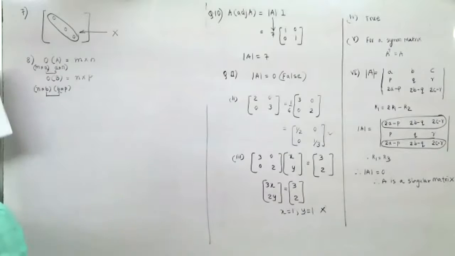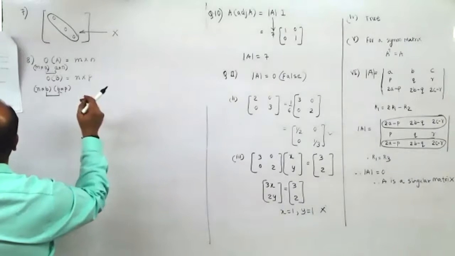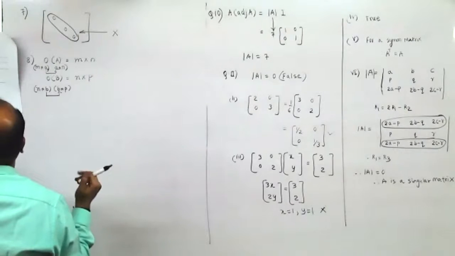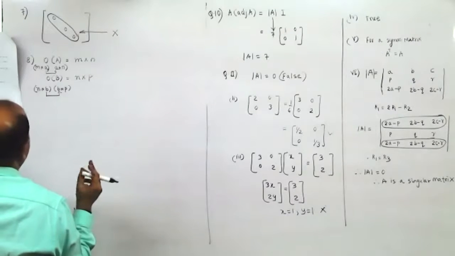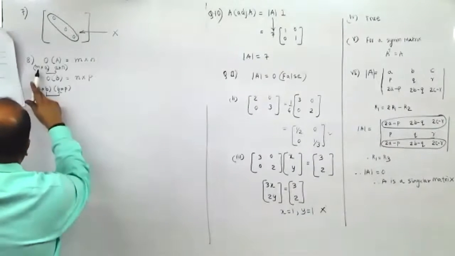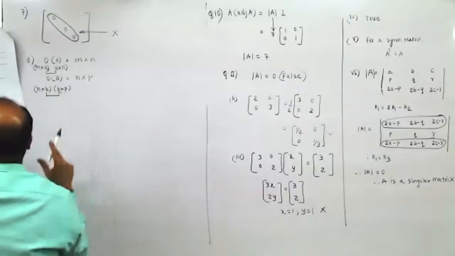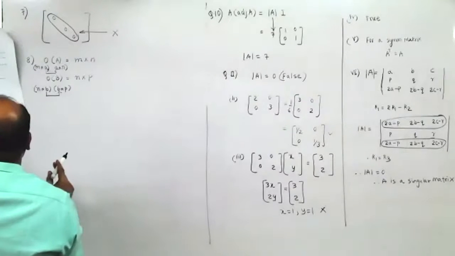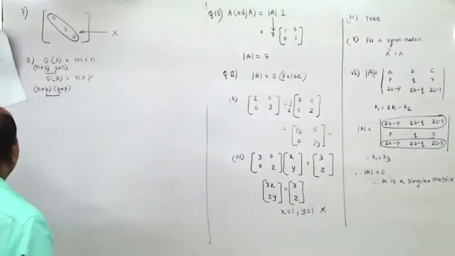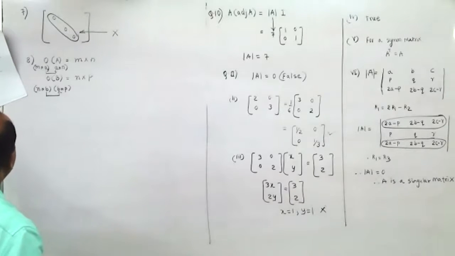Now, what have they said? They have said M is not equal to P. If M is not equal to P, then BA exists, but AB does not exist. Okay. M is not equal to P.